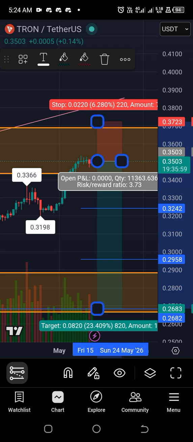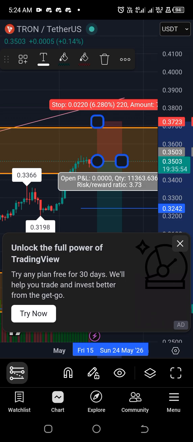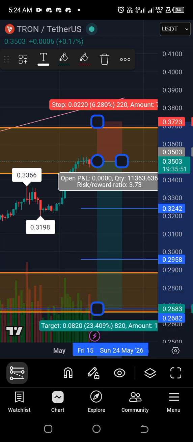short trade here. I set my stop just above that bearish order block at 220 pips, at the price level of 0.3723. So with entry at 0.3503, that gives me a reward to risk ratio of about 3.73 for the overall profit, which is the top profit target at the 0.2683 price level. So I've mentioned the first two profit targets before now.